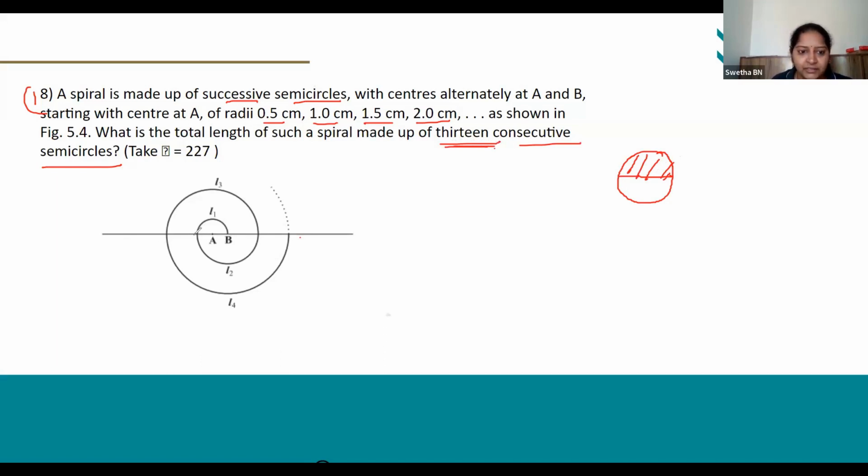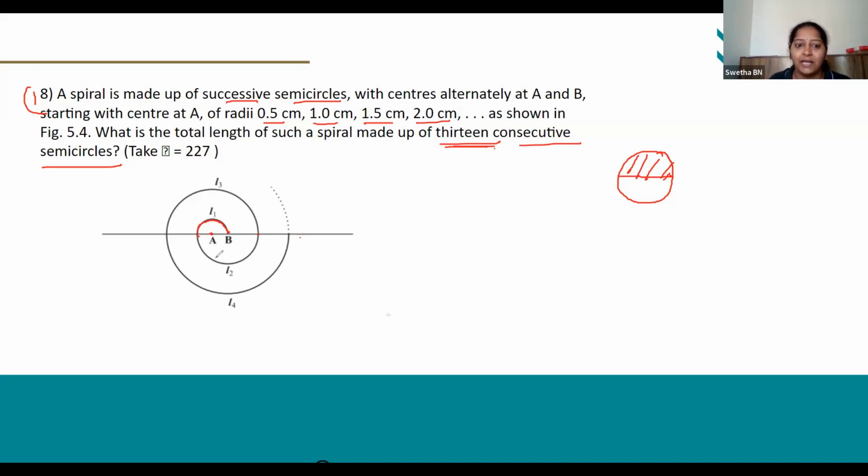See, this is 1, right now. Next, from here to here, it is 2. This is L3. See, it is mentioned here L1, L2. This is third one, and this is fourth one. Next, this is 5, 6, 7, 8, 9, 10, 11, 12, 13. So like that, there are 13 semicircles. Okay. And there are only 2 centers. Which are the 2 centers here? A is one center and B is another center.